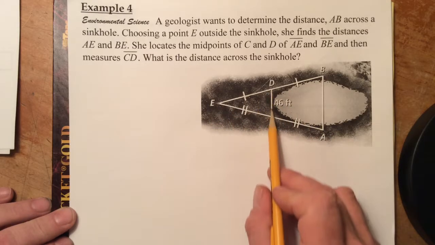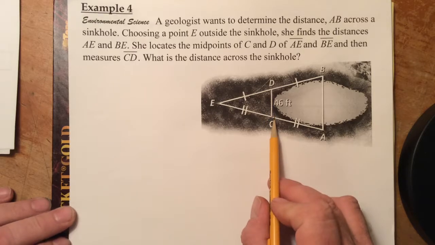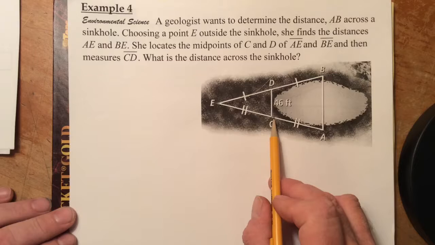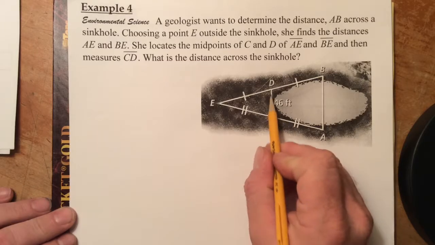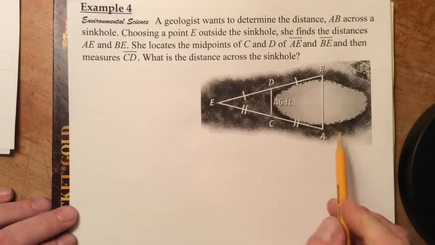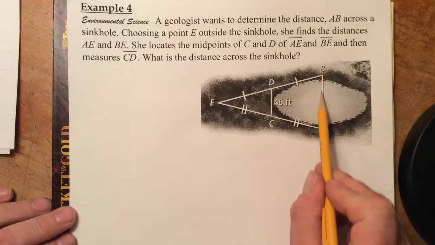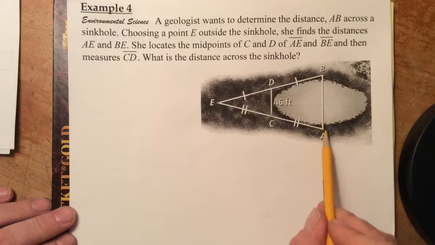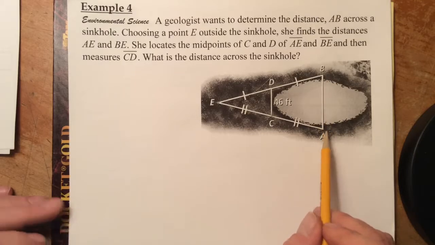And she comes up with the midsegment, or one of the midsegments. And then she measures CD. She measures across here. She comes up with 46 feet. She's trying to find the length across the sinkhole right here. What is the distance across the sinkhole?